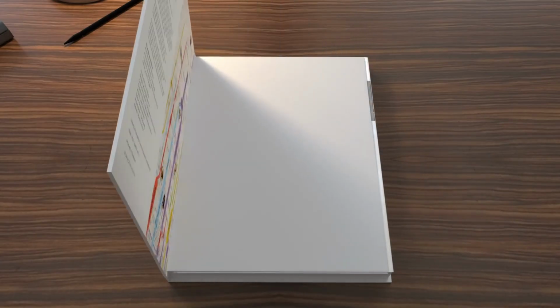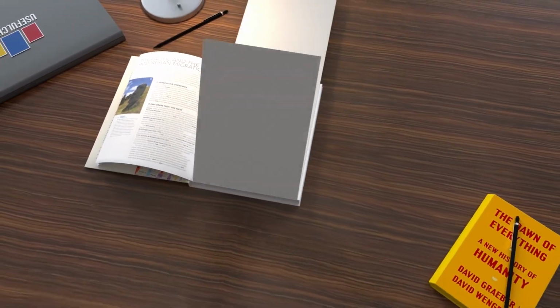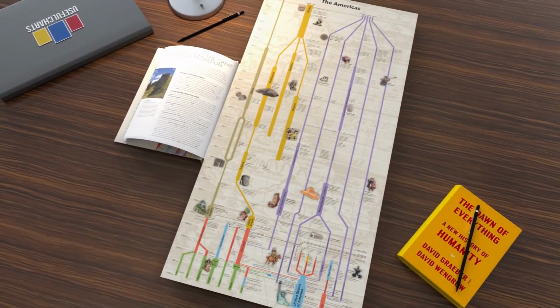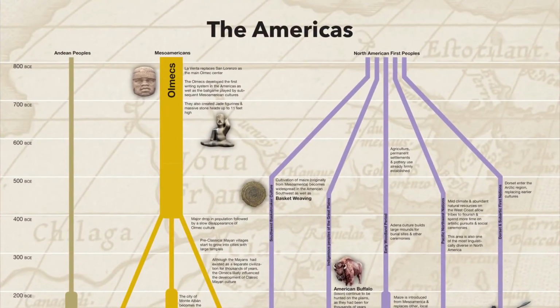Okay, so let's open up the book and turn to the Americas section. As usual, the chart opens up like this. If we zoom in to the top, you'll see that this time the timeline has 3 main sections. On the left, we have the Andean peoples from South America, and on the right, we have the various peoples from North America. In the middle are the Mesoamericans.